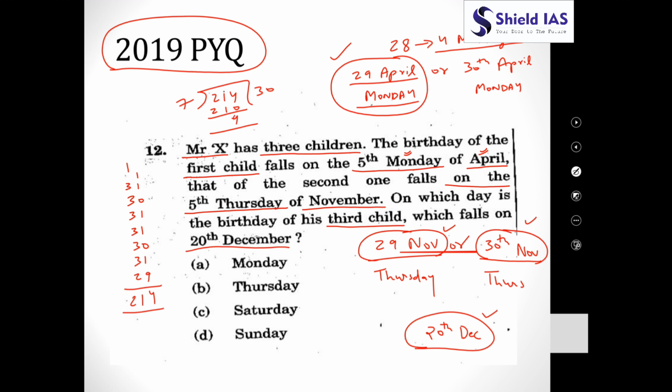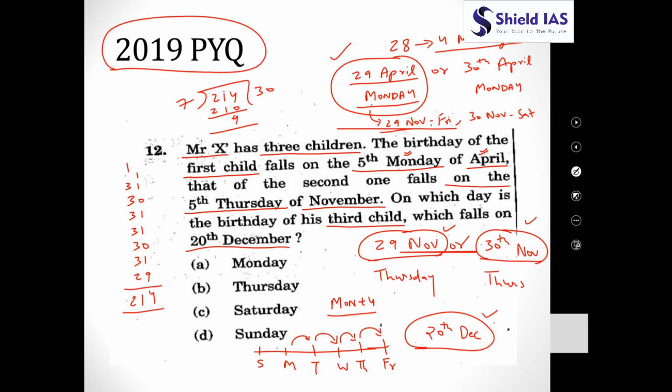So on 29th November we'll be getting Monday plus 4. Always remember, you can do this: Monday plus 1 is Tuesday, plus 2 is Wednesday, plus 3 is Thursday, plus 4 is Friday. So if 29th April is Monday, then 29th November is Friday, and if 29th November is Friday, 30th November would be Saturday. Yes, it's logical.